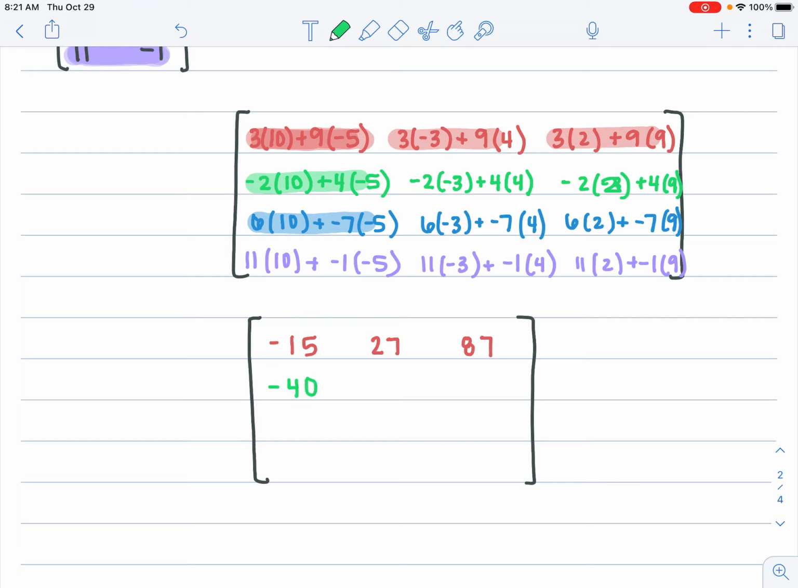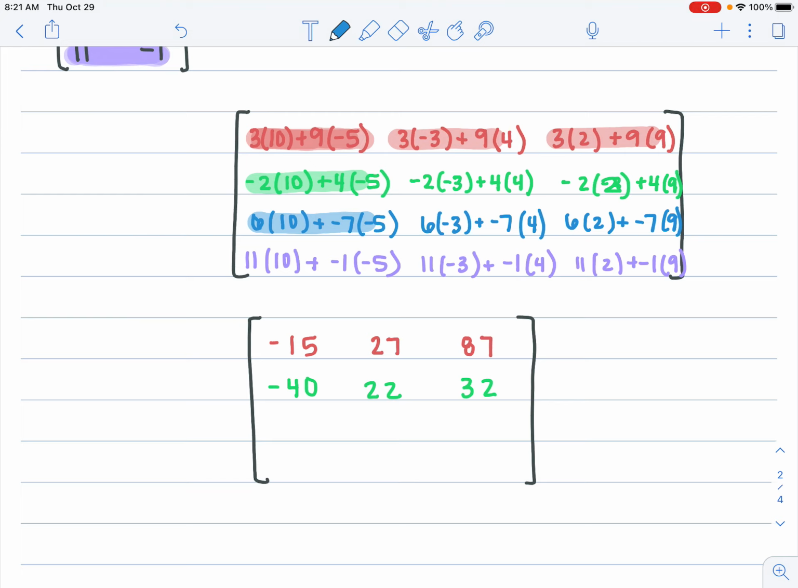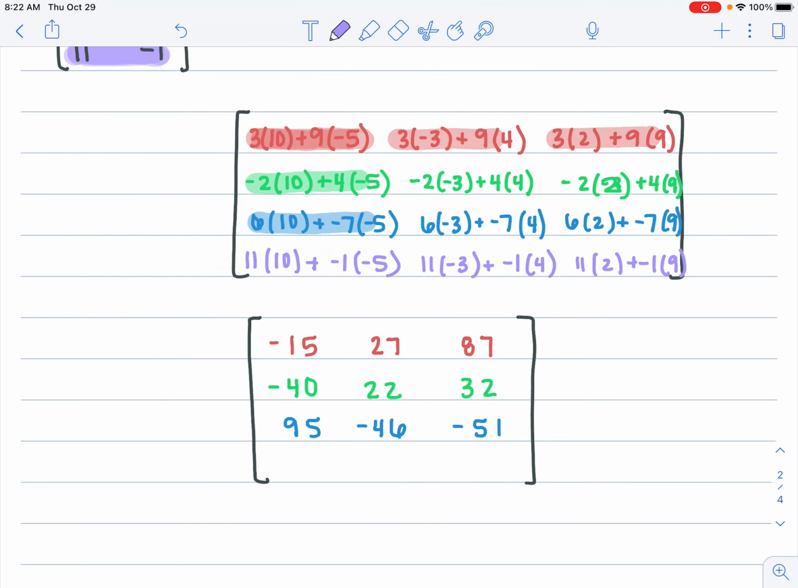So negative 2 times 10 plus 4 times negative 5 gives me negative 40. Negative 2 times negative 3 plus 4 times 4 is 22. And then negative 2 times 2 plus 4 times 9 is 32. The next row, 6 times 10 plus negative 7 times negative 5 would give me 95. 6 times negative 3 plus negative 7 times 4 would give me negative 46. And then 6 times 2 plus negative 7 times 9 gives me negative 51.